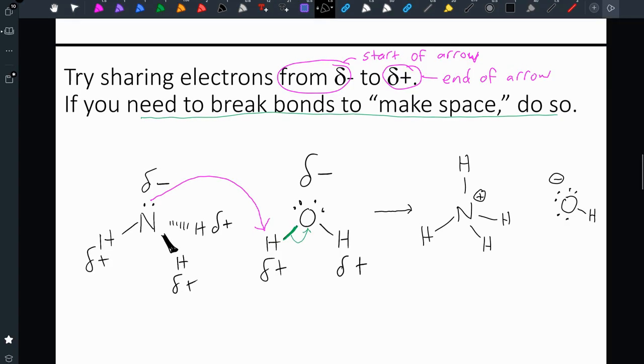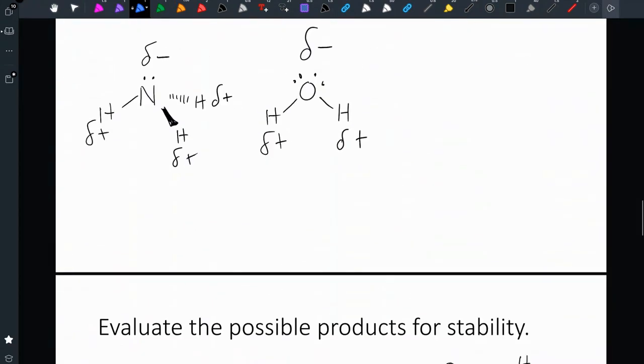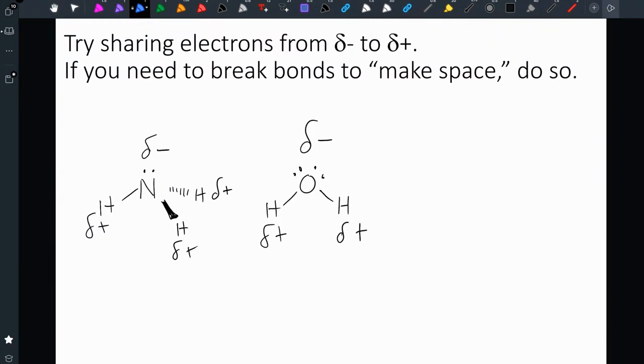I also identified another potential interaction, this one in blue. So I've done the one in pink. Let's now do the one in blue. That would be where I'm going to share from the partial negative on oxygen to the partial positive on hydrogen in the other molecule. So again, I'm going to start my arrow at the partial negative atom, and I'm going to end my arrow at the partial positive atom. And again, I'm going to need to break a bond to make space.